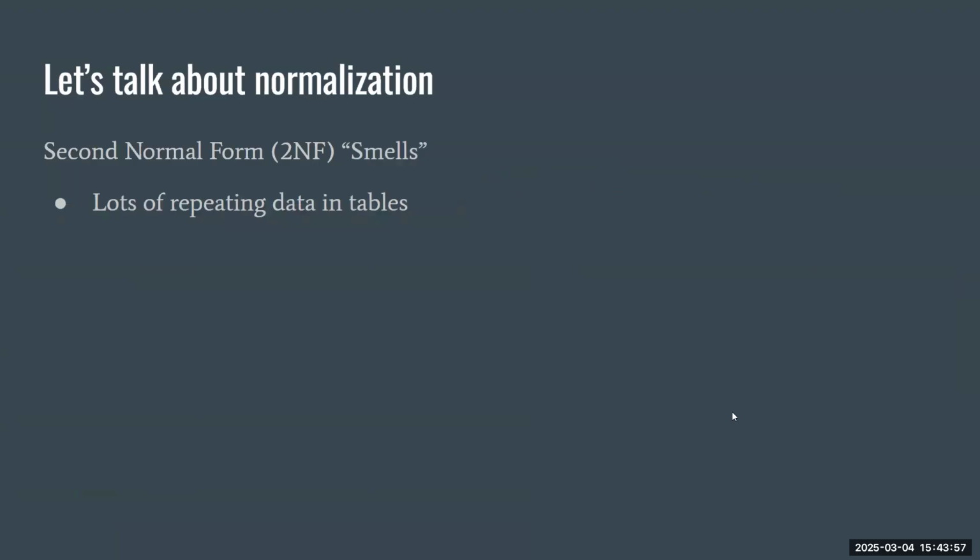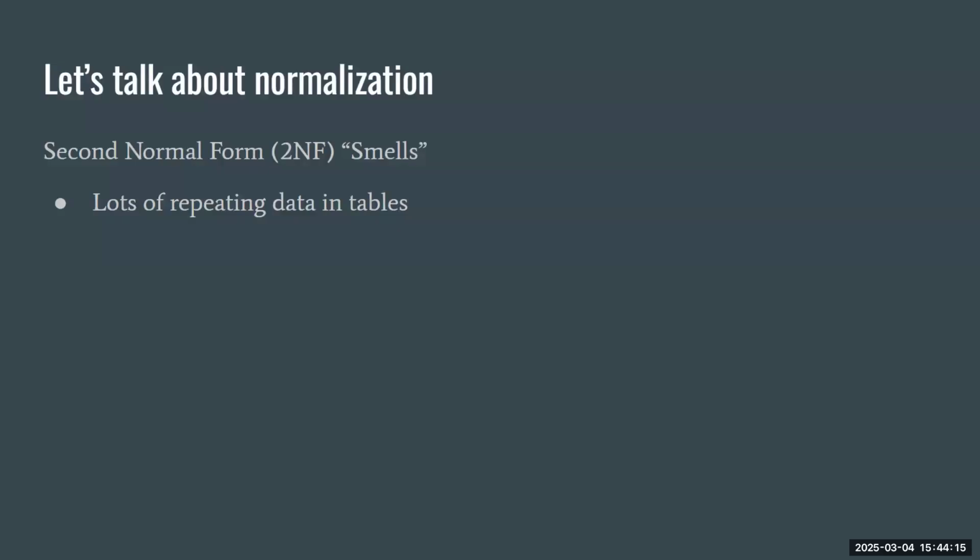So what to be on the lookout for as you're designing your schema is lots of repeating data in tables. If you have a lot of repeating data, then you probably ought to think about, does this warrant a separate table?